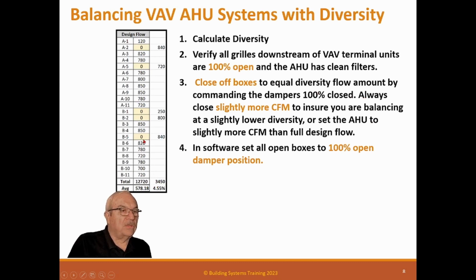And we're going to use those boxes. We're going to close those first, and then we're going to balance these other boxes. And then we'll come back and open these boxes and close other boxes. Now let's read it to make sure we get everything else. Close off boxes equal to diversity flow amount by commanding the damper 100% closed. Always close slightly more CFM to ensure you are balancing at a slightly lower diversity, or set the air handler unit to slightly more CFM than full design. So what we want is a few CFM to play around with because we're going to start back pressuring the system as we start to balance boxes.